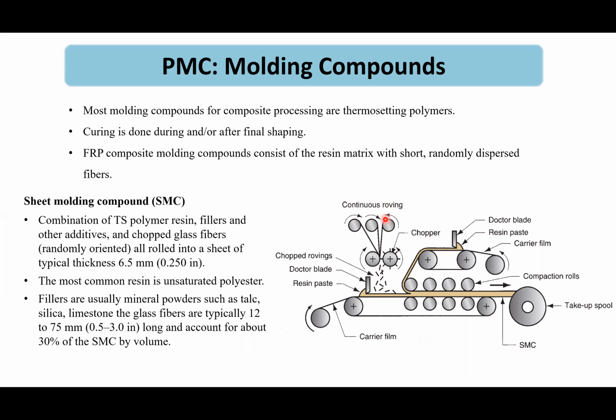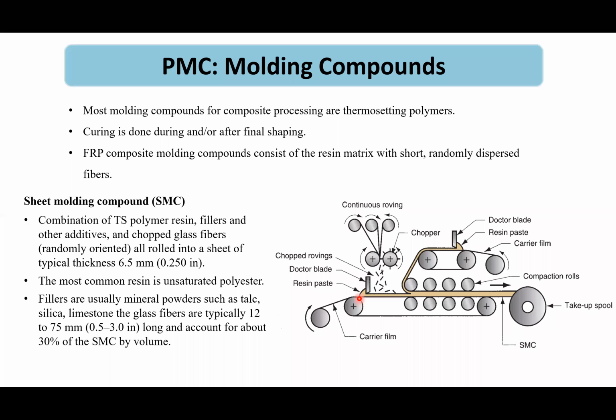The continuous rovings are chopped into pieces according to the desired length and spread in this place. There is a continuous moving carrier film at the bottom and also at the top. That carrier film actually carries the material. Resin pastes are supplied from the bottom and also from the top. The resin sticks to the carrier film and then it propagates in this way.